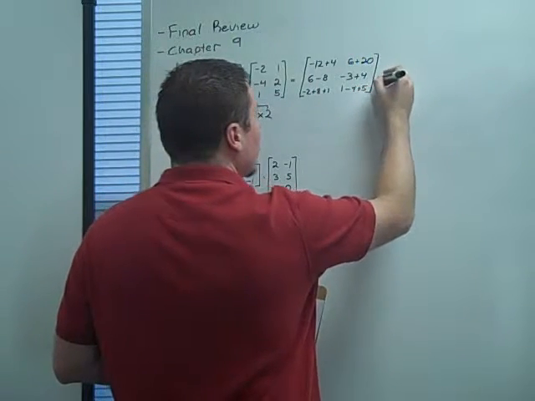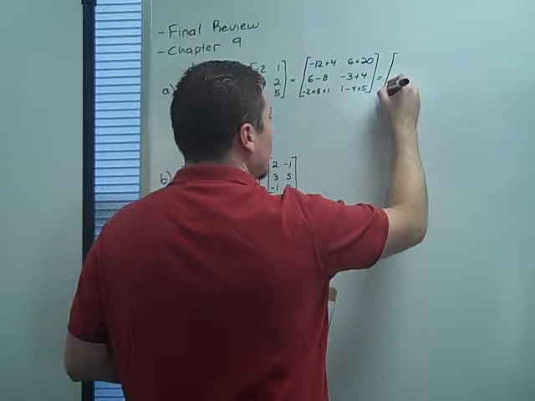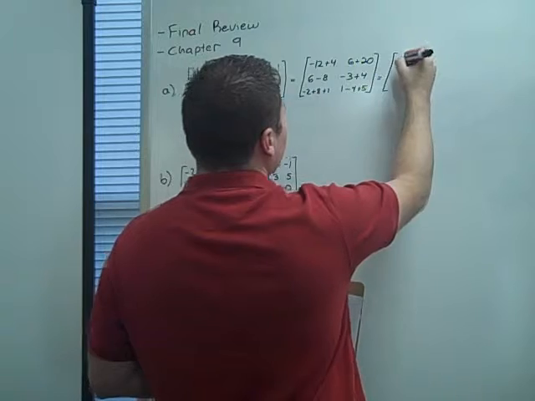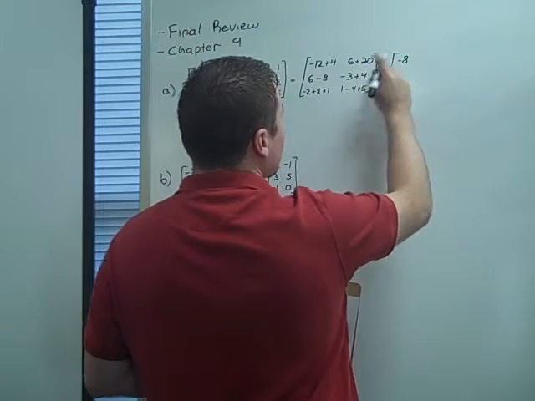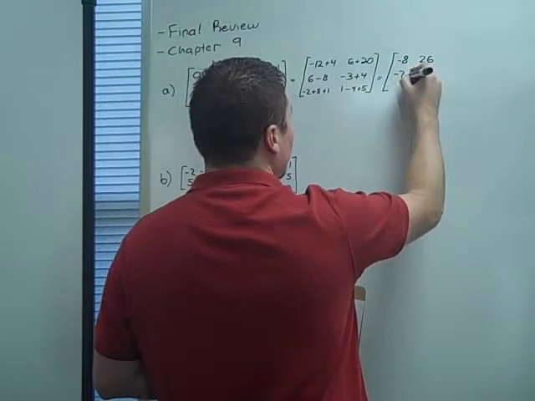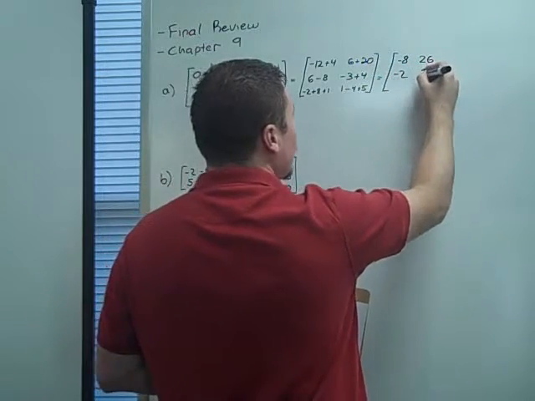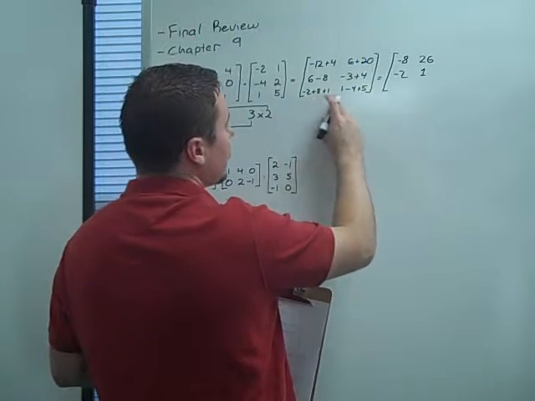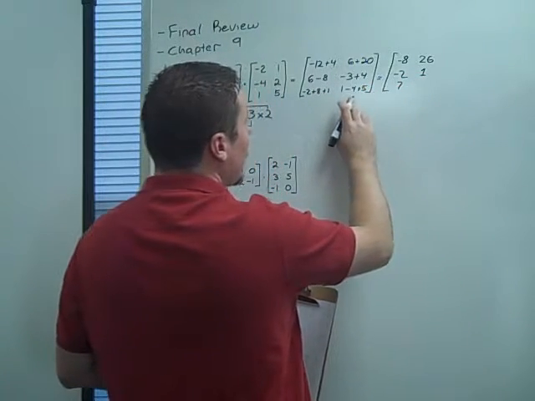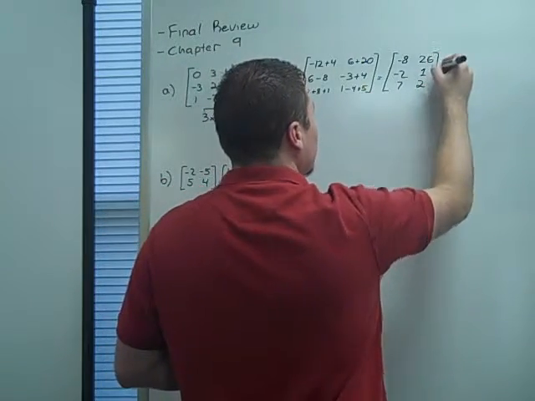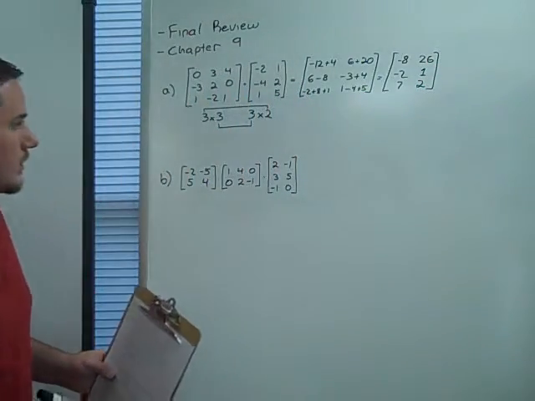Alright, we tally all these things up. And we get negative 12 and 4 is negative 8. 6 and 20 is 26. And 6 minus 8 is negative 2. Negative 3 and 4 is 1. Negative 2 plus 8 is 6, plus 1 is 7. 1 minus 4 plus 5 is 2. And this is the result of that multiplication.